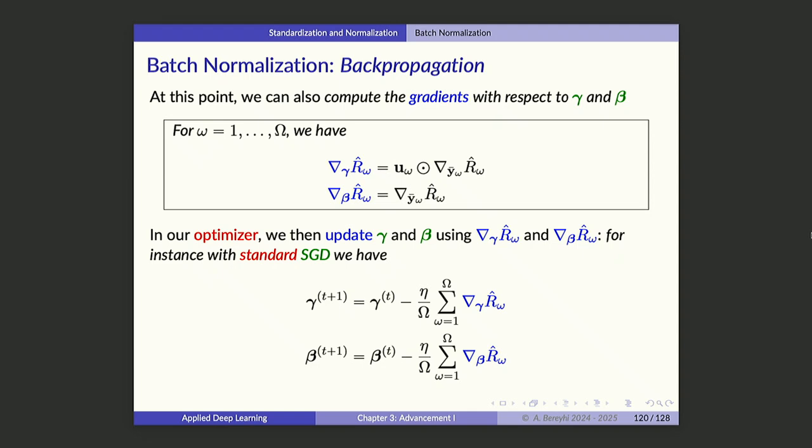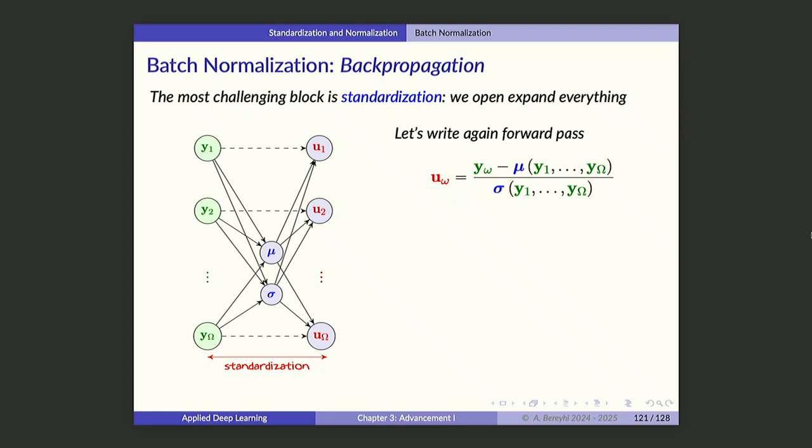Up to this point, we are all fine. This means that we have the gradient with respect to every single standard version, with respect to every single u. But now I want to get back from the gradient with respect to u to the gradient with respect to y. That is the big thing, the messy part. So how can I do that?